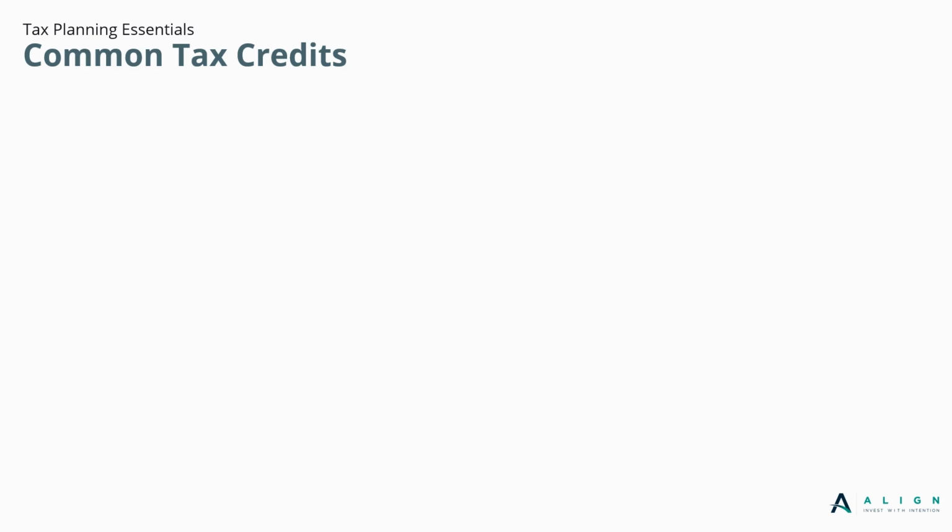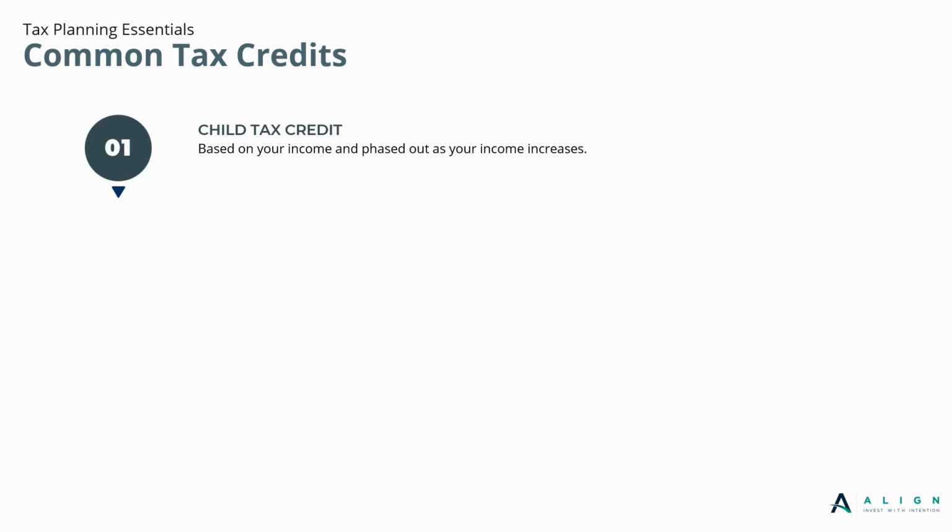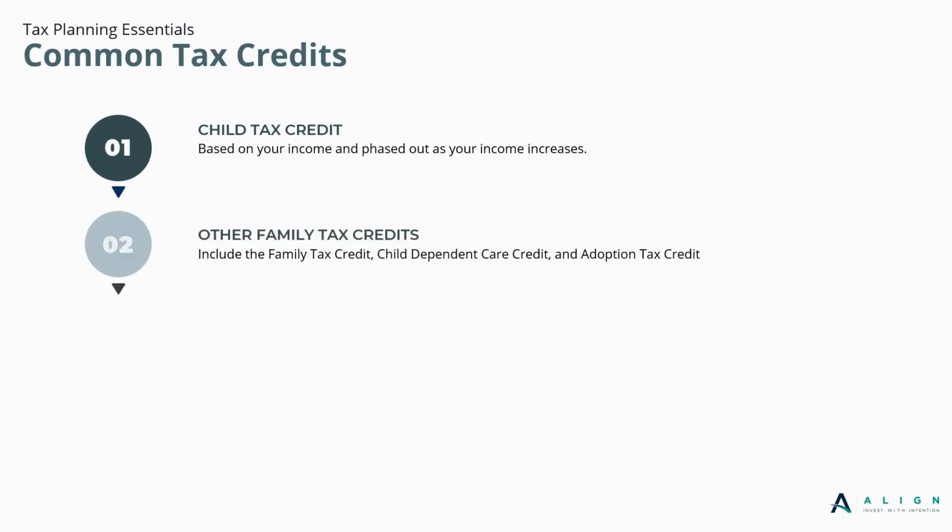Let's discuss some common tax credits. Now remember, tax credits have a more significant impact on lowering your tax bill. First, if you have children, you may qualify for the child tax credit. Now, this credit is based on household income and is phased out as your income increases. There are other family tax credits for households with children, including family tax credit, child dependent care credit, and the adoption tax credit, most of which are also income dependent.